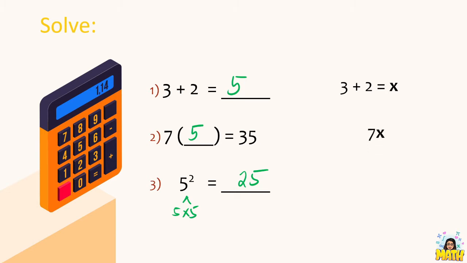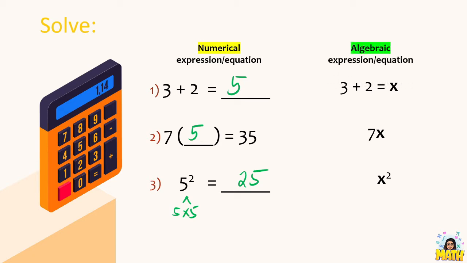Number 2, instead of 7 times blank, we use 7x. And for number 3, instead of 5 squared, we put it as x squared. Usually, sanay tayo dito sa mga numerical expression or equation wherein isa lang yung nawawala at madali na natin itong masolve. But this time, I will be introducing to you some algebraic expressions na kung saan we will use x to represent the unknown or any other letters.